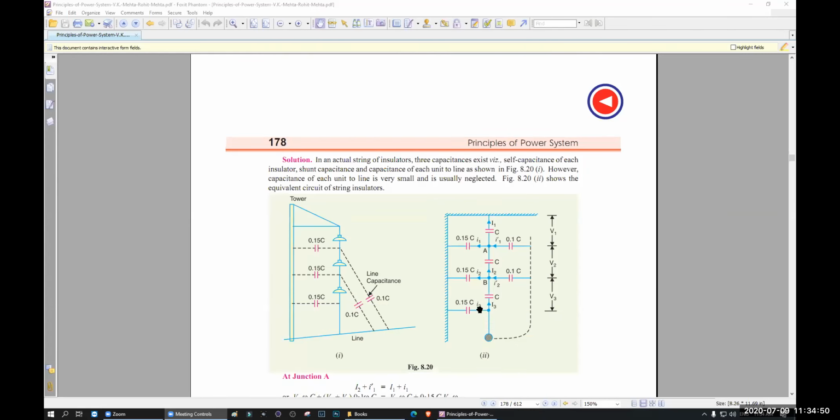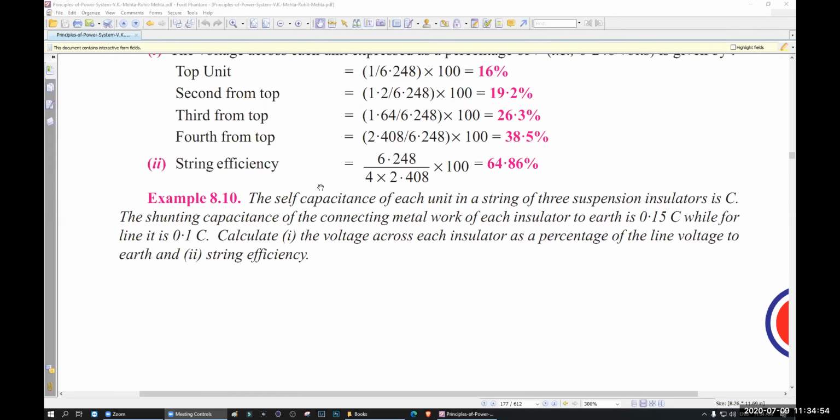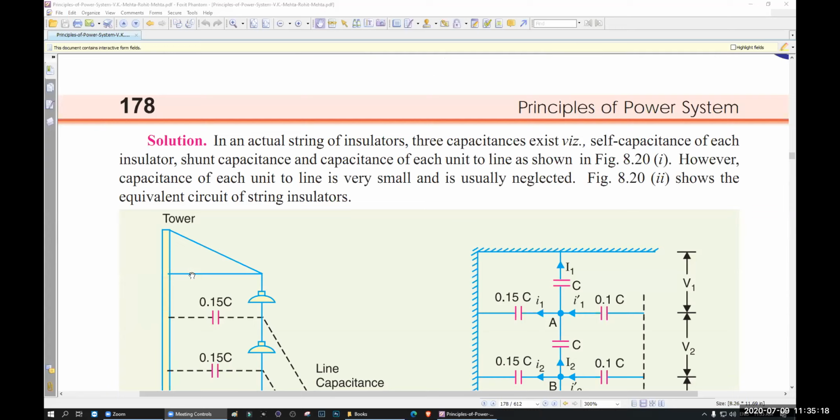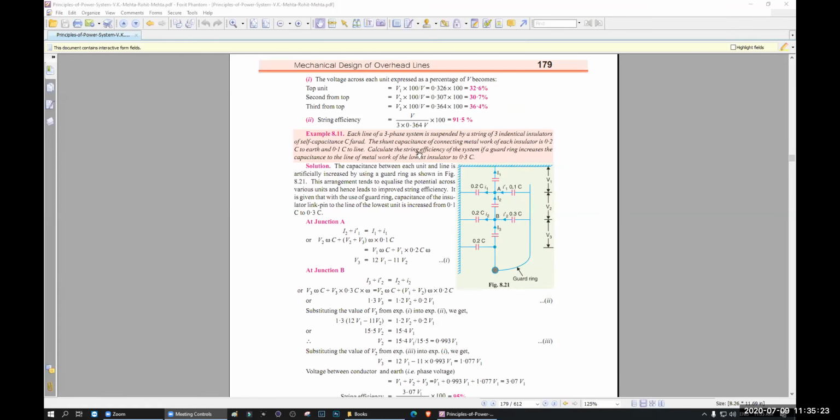Okay, this is a guard ring math. 8.10. Remember, a guard ring math might come in your exam. The self-capacitance of each unit of the string of 3 insulator string is C. The shunt capacitance of connecting the metal wire to each insulator to earth is 0.15 C. That means the value of K is 0.15, while for line, it is 0.1. For line, right? No, this is not the guard ring math. Yeah, this is the guard ring math.